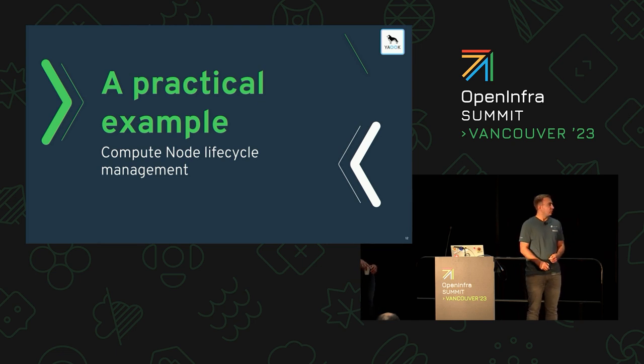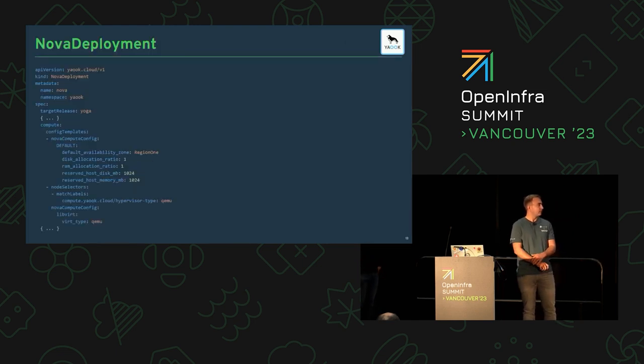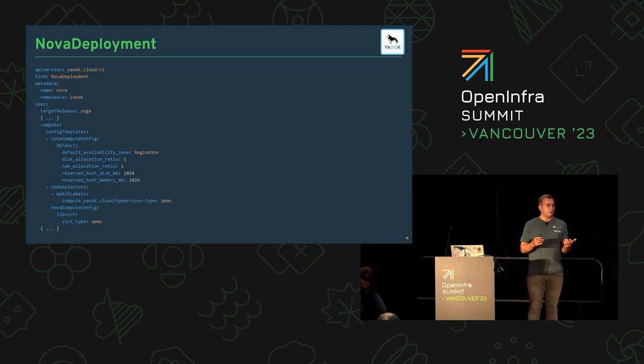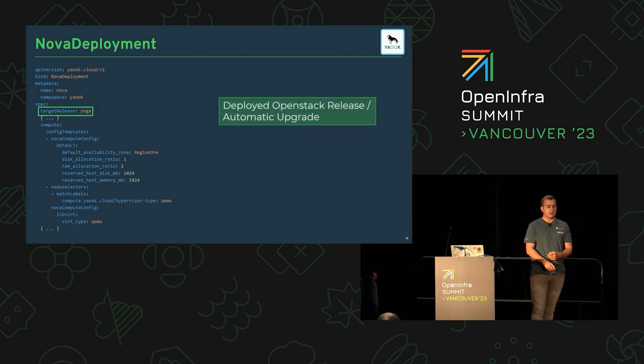Basically, the Nova deployment in the cluster looks something like this. In this deployment, I stripped most parts out and kept only the essential parts for this demo. For example, you don't see the section about databases, the section about the policy, and the message queue config is stripped out. But what you can see is the target release. As Stefan already told you, we support multiple releases, and for some services also already the automatic upgrading of the OpenStack releases.